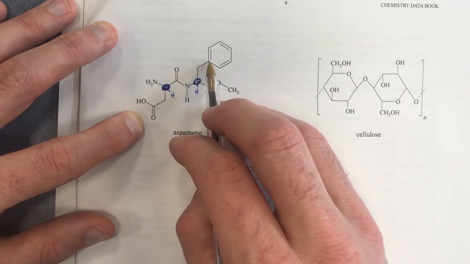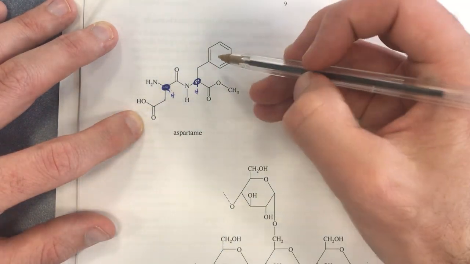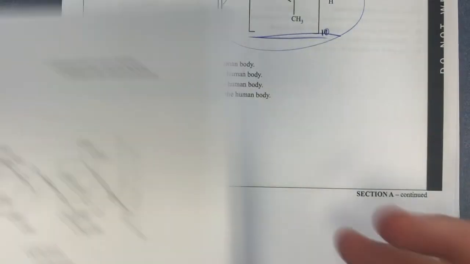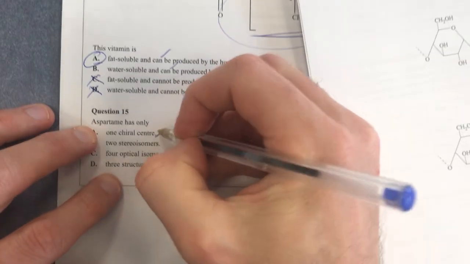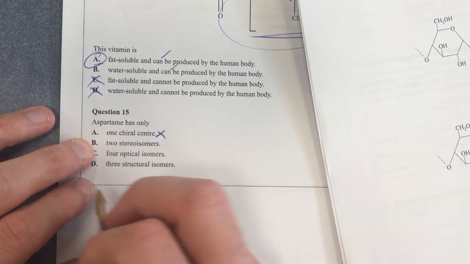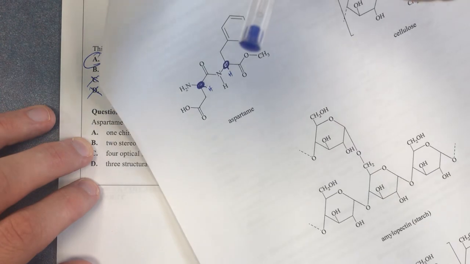This is a carbon from a benzene. None of these are going to be chiral because benzene rings are not chiral, and that means it's got 2 chiral centers. So it's not one chiral center. Two stereoisomers? Well, stereoisomers are about double bonds, so it's not going to be that because there are no carbon-to-carbon double bonds here.